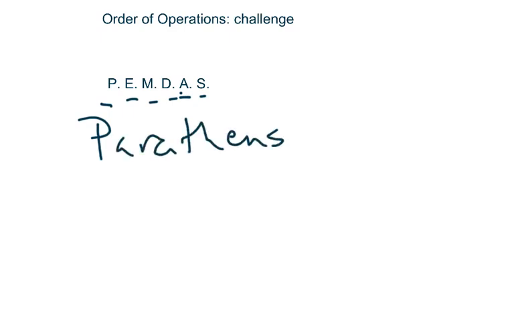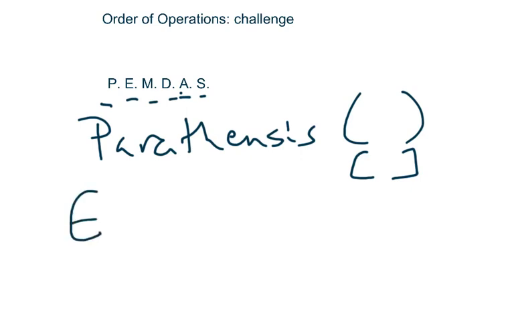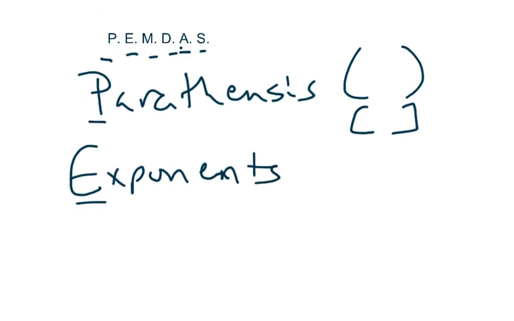And what that really means is that we have parentheses, which are basically brackets. Then we also have E, which stands for exponents, which we've been working on for the past couple lessons. Then we have M and D, and this is where it gets a little confusing. They're both the same level of importance. This is number 1, this is number 2, and then we have 3.